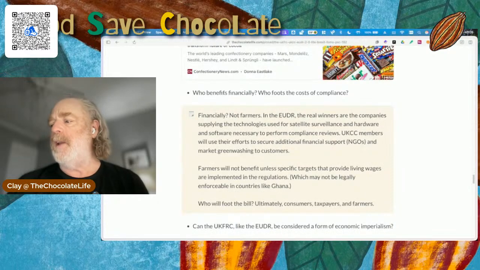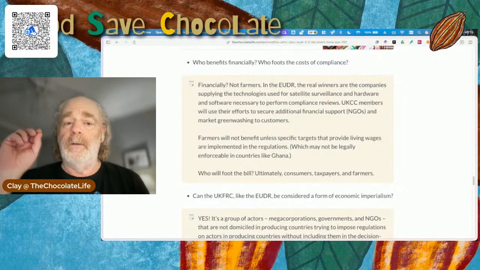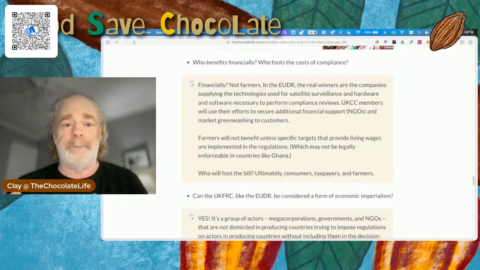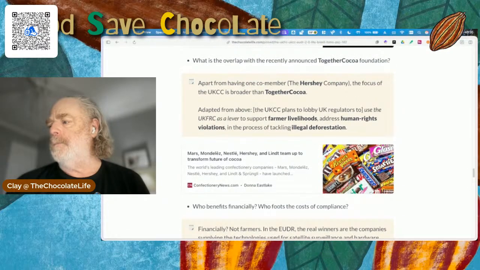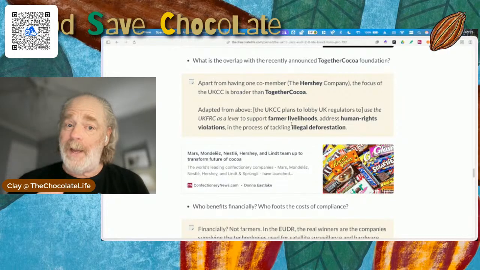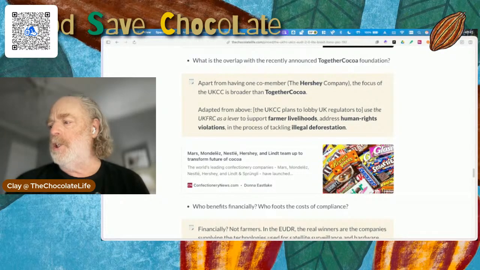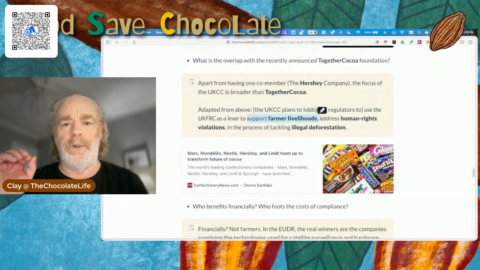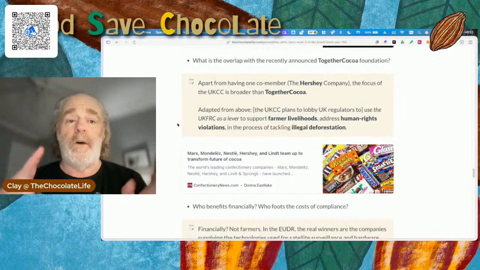So the next point: who is going to benefit financially, and who foots the cost of compliance? This is specifically related to the UKFRC and the UKCC. Number one, financially, the farmers are not going to benefit at all, unless the UK Cocoa Coalition can lobby the UK Parliament members who are going to be drafting the legislation to expand it to support farmer lives and livelihoods. Unless the UKCC can do that, farmers are not going to benefit.